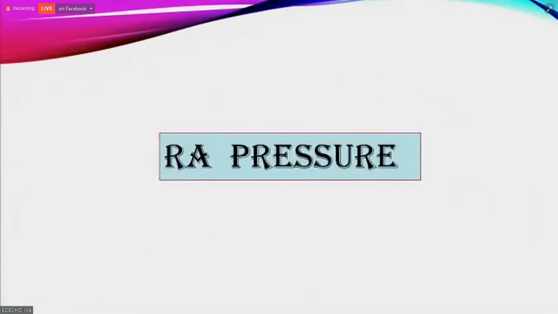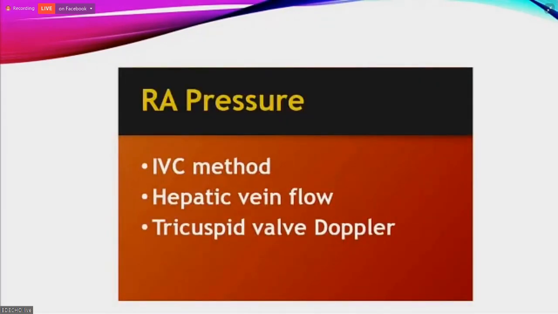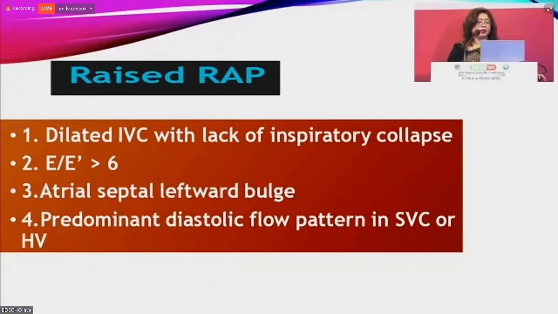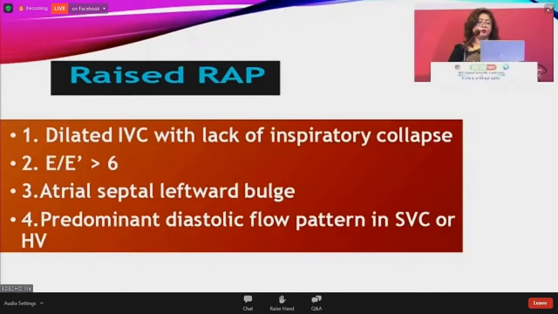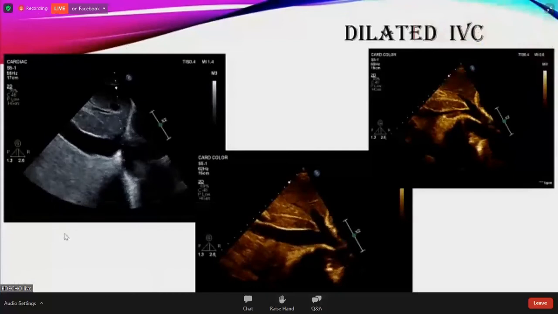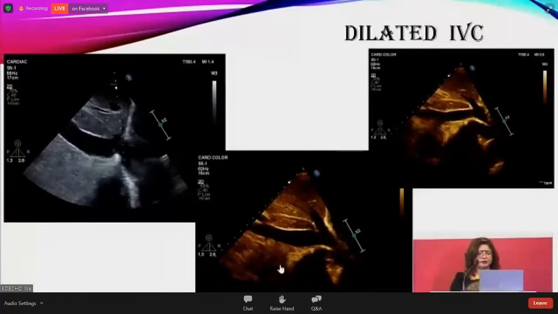Now comes the RA pressure. RA pressure is measured by the IVC method, hepatic vein flow, and tricuspid valve Doppler. Raised RA pressure you can suspect if there is a dilated IVC with lack of inspiratory collapse, E by E prime more than 6, atrial septal left bulge, and predominant diastolic flow pattern in the SVC or HV. So here, see the dilated IVC. You can see this one here.